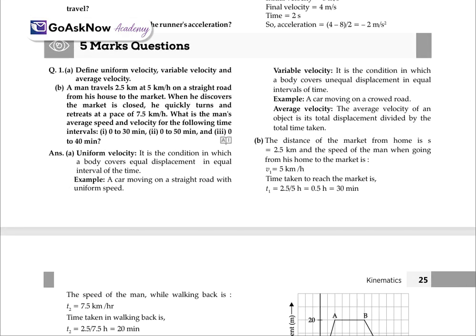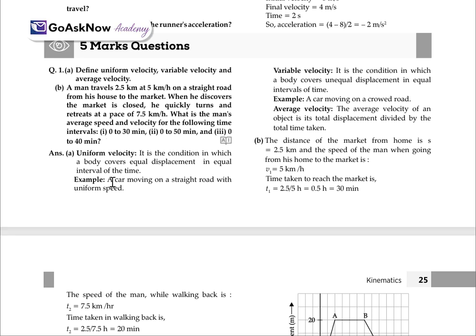Now moving to the next, we have a 5 marks question. Let's go ahead with this. Define uniform velocity, variable velocity and average velocity. Along with that, it is also asking one question. A man travels 2.5 kilometer at 5 kilometer per hour on a straight road from his house to the market. When he discovers the market is closed, he quickly turns and retreats at a pace of 7.5 km per hour. What is the man's average speed and velocity over the following time intervals? We have time intervals: first 0 to 30, 0 to 50 and then 0 to 40.